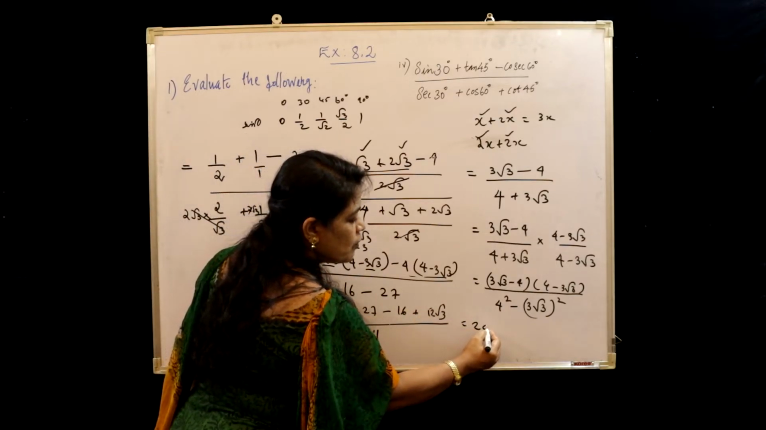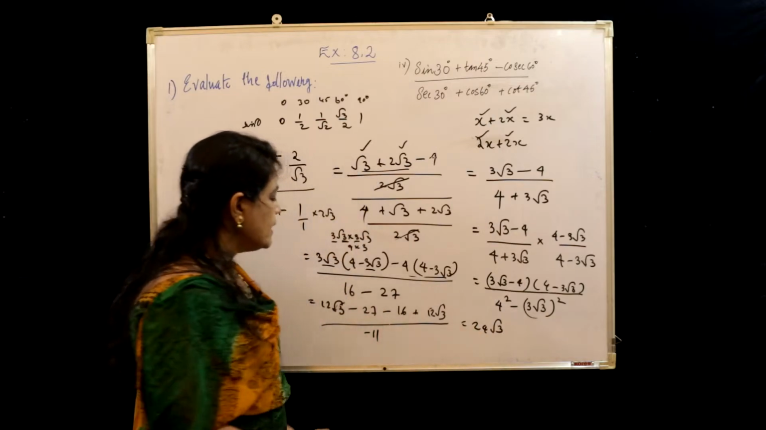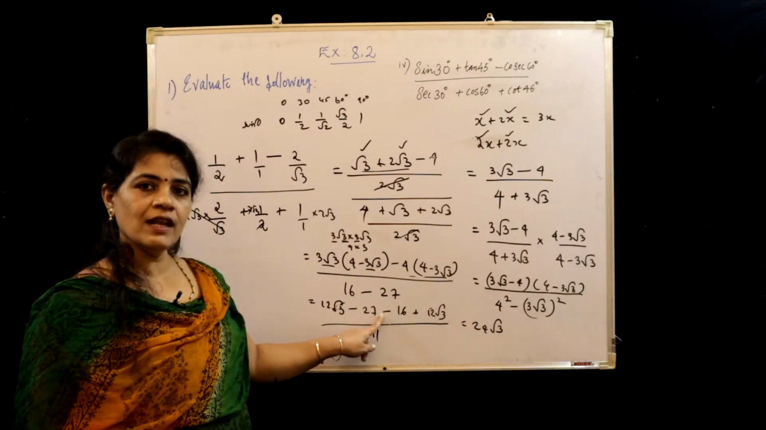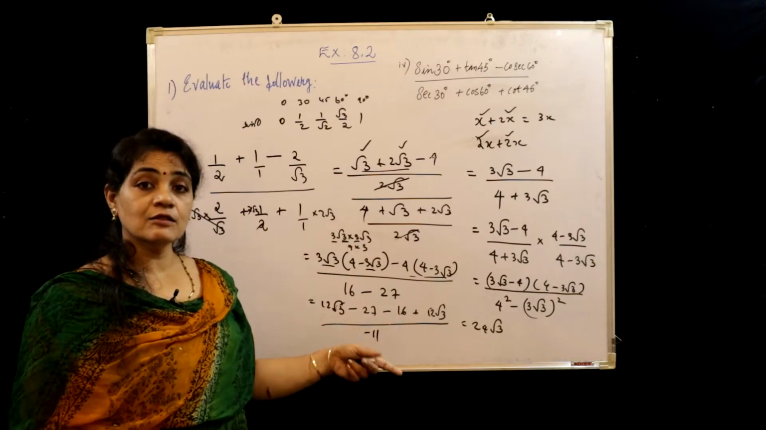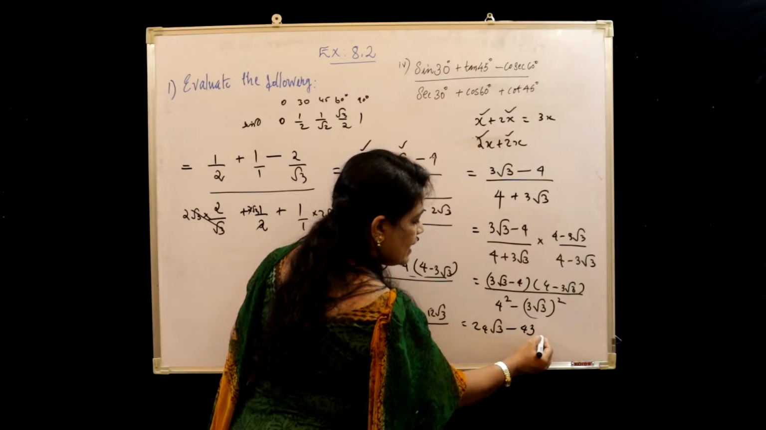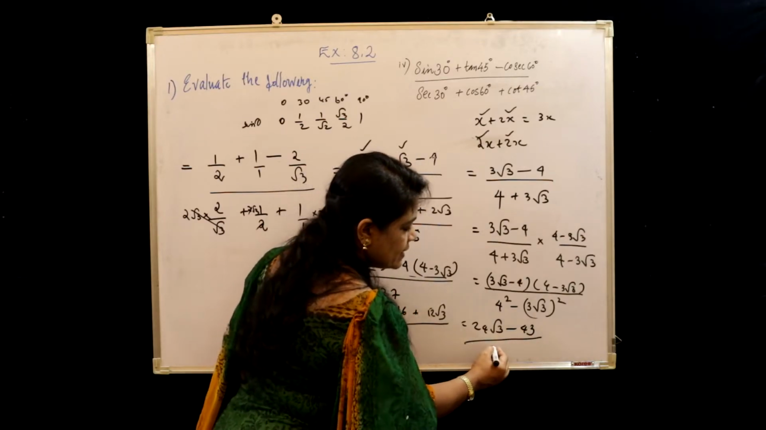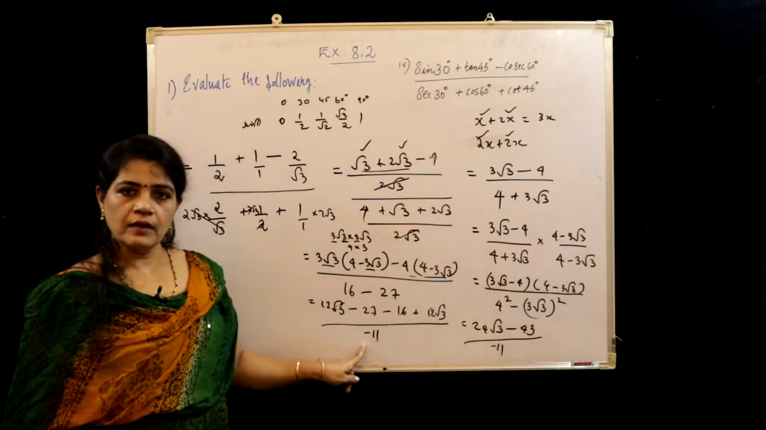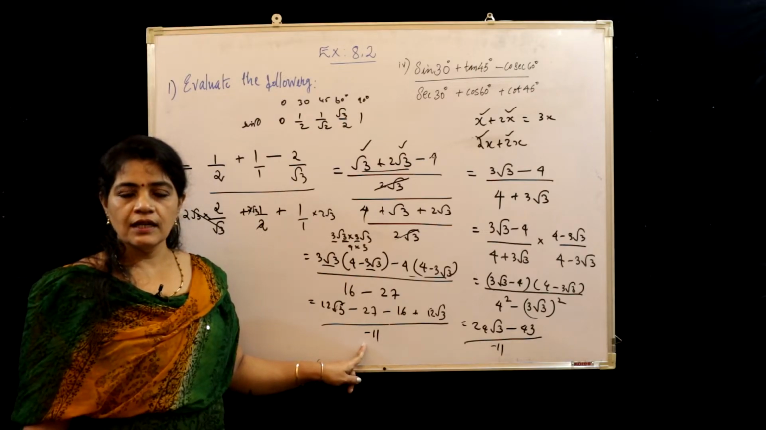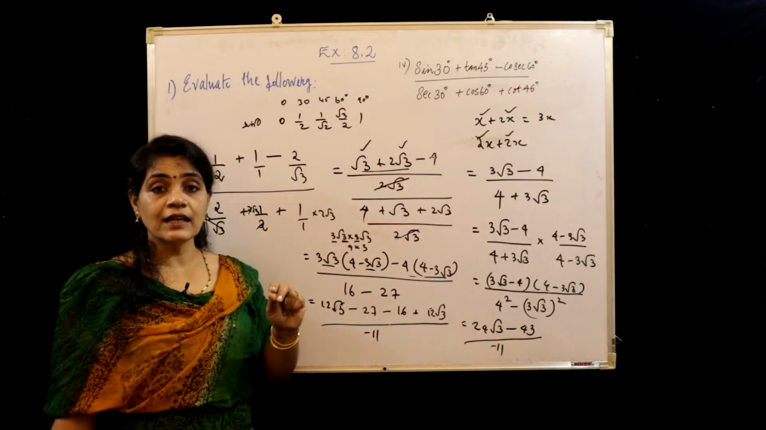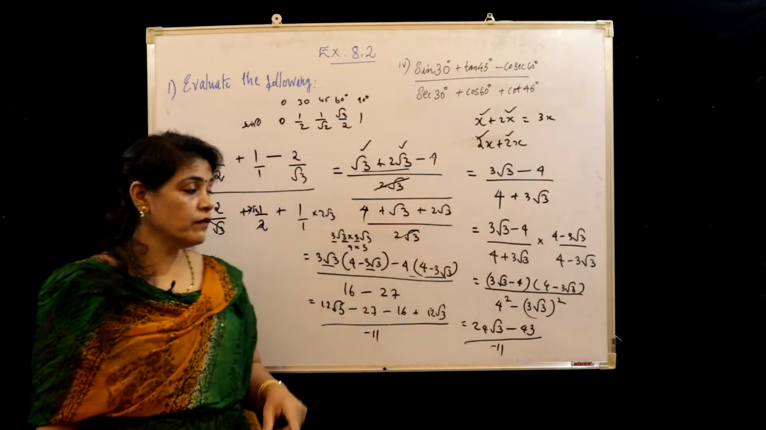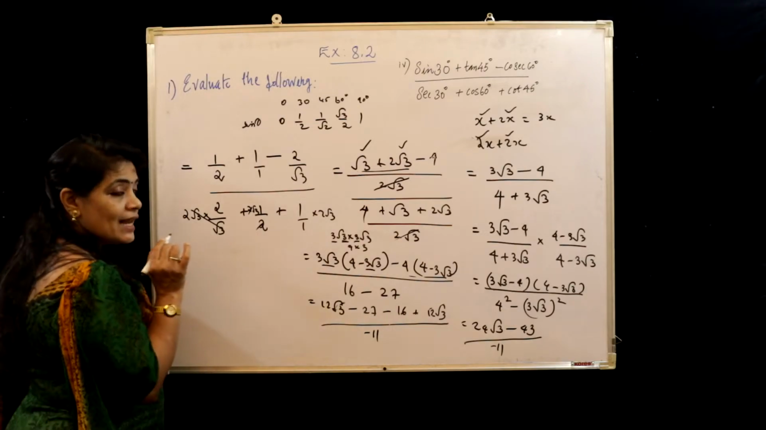So 24 root 3, and we have constants also. 27 minus 27 minus 16, that is minus 43. Minus 43 divided by negative 11. And as I told, if the negative comes in the denominator, in the standard form we have to give the negative sign to the numerator. Doesn't affect its value. That is the way we have to solve in order to get the last answer.